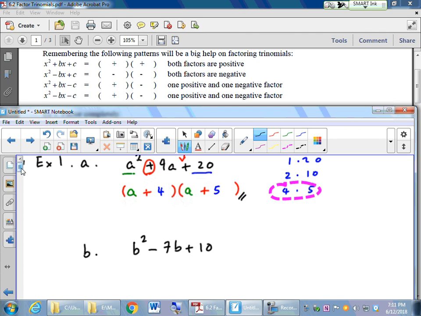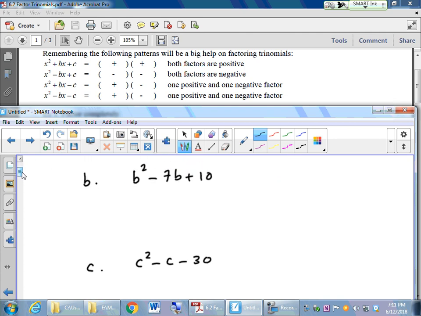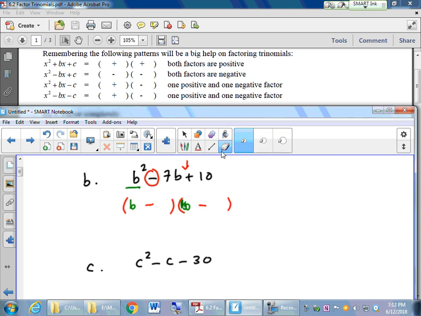Let's take a look at the second example. My third term is positive, the middle term is negative. That tells us both of the factors will be negative. And the very first term, b squared, is basically b times b. Now I have to think about the last term. Which two numbers multiply to be 10 and add up to be 7? The plus sign right here tells us to add.